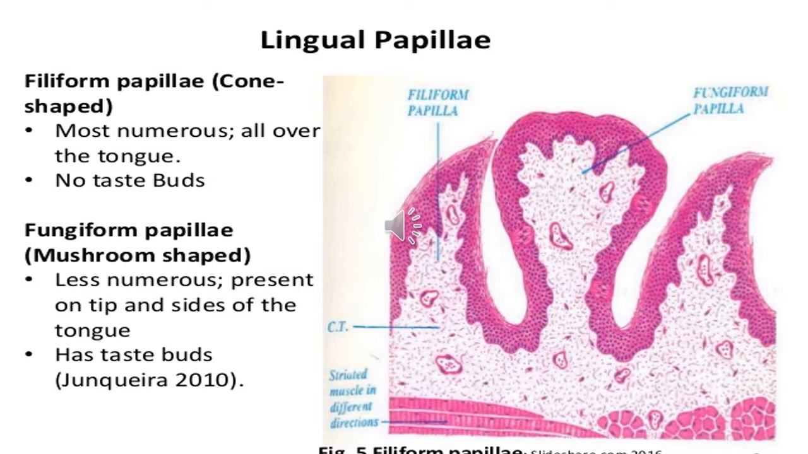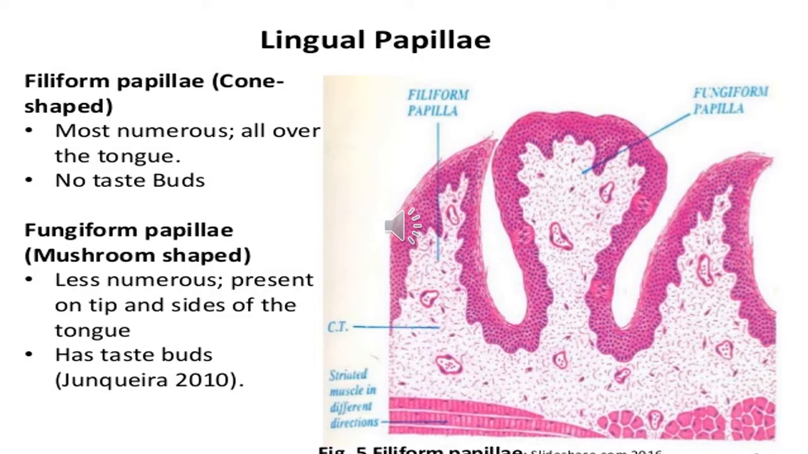So first we are discussing the filiform papilla. They are the most numerous and they are present all over the tongue, but they do not have any taste bud in them. The filiform papilla is covered by the stratified squamous keratinized epithelium that tapers to a point that is directed backward. As you can see in the diagram, the epithelium and the connective tissue core, and the covering epithelium is a stratified squamous keratinized epithelium. Because of its thread-like appearance, it is called filiform.